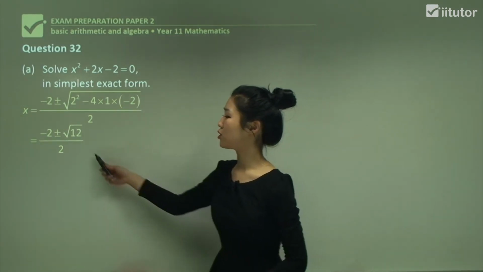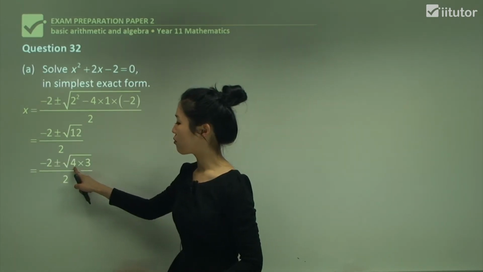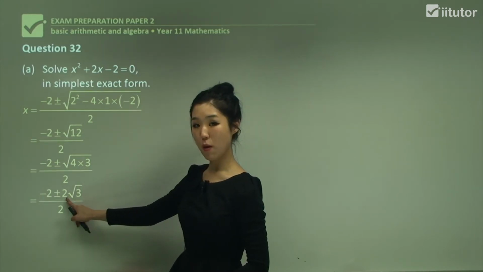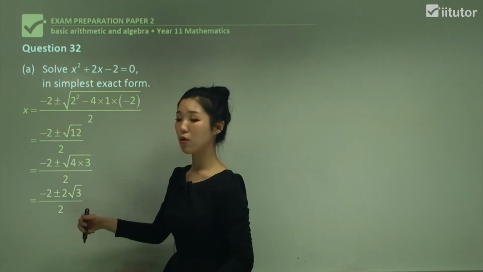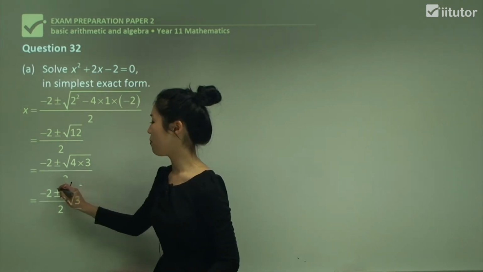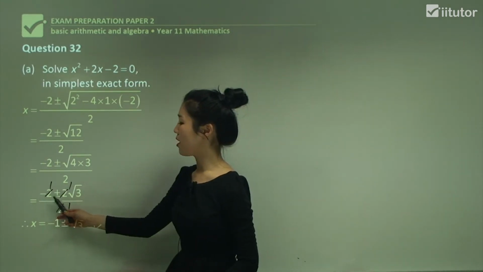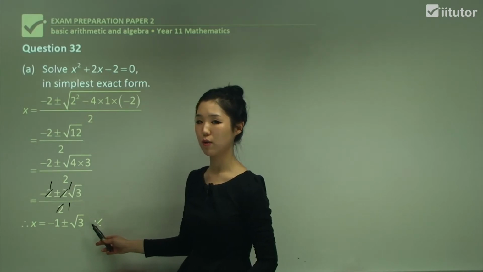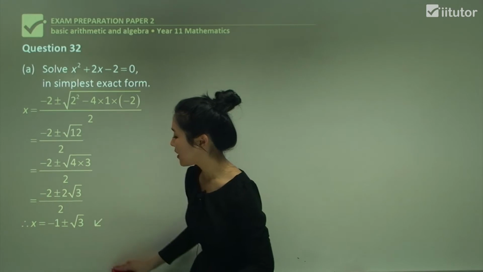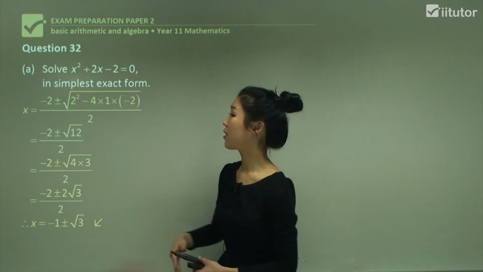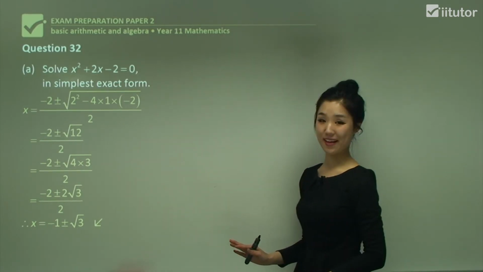Now you can see that root 12 is 4 times 3, isn't it? So root 4 is going to be 2, so the 2 can pop out the front and only the root 3 remains. And you can see 2, 2 and 2, they're all divisible by 2, so they all become 1. So the answer is simply negative 1 plus or minus 1 root 3, or just root 3. Okay, and that's the answer, guys. I want you to leave it like this in exact form. I've simplified it as much as possible, so that's your final answer.